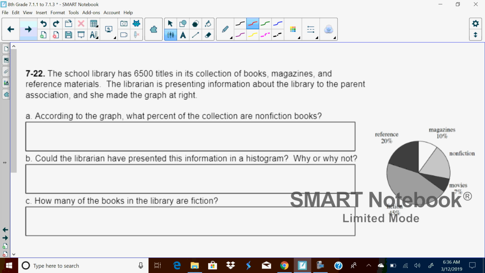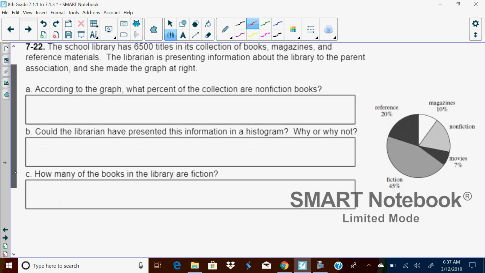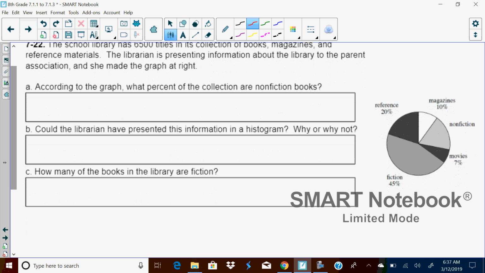Last one. The school library has 6,500 titles in its collection of books, magazines, and reference materials. The librarian presented the information about the library to the parent association. She made the graph on the right. According to the graph, what percent of the collection is nonfiction? So you have to add everything else up and subtract from 100. So we get 20 plus 10 plus 45 plus 7. So that's 30, 75, 82. So 100 minus 82 gives us 18.